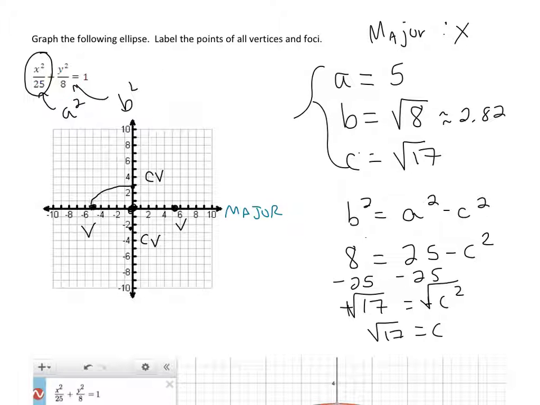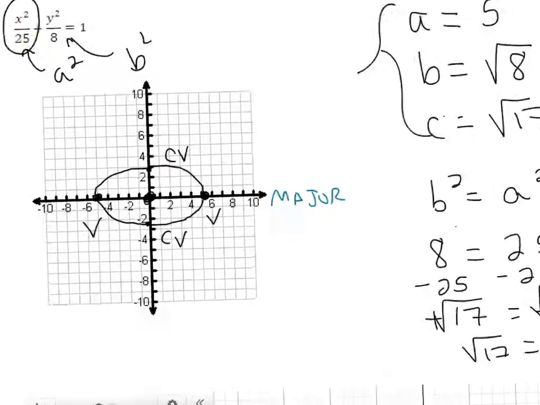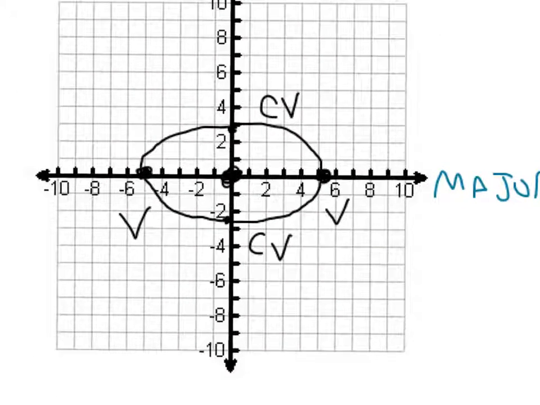So these points are really enough to draw my ellipse. You can kind of see the ellipse going around like this. So the focus is square root of 17. Square root of 17 is 4.2-ish. So our focus, let's zoom in on this, our focus are going to be still inside the ellipse, somewhere right around there. So there are my two focus.